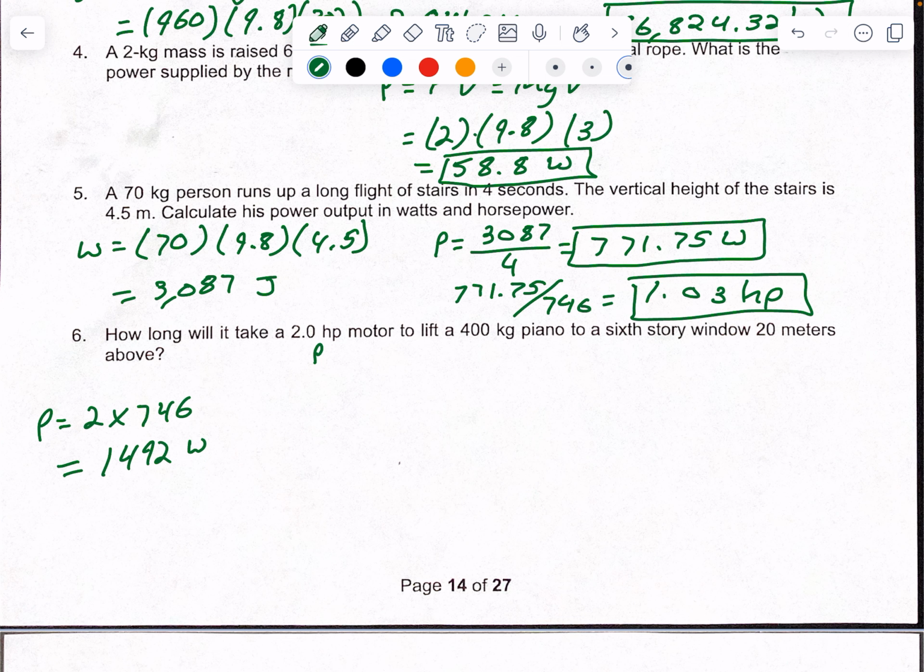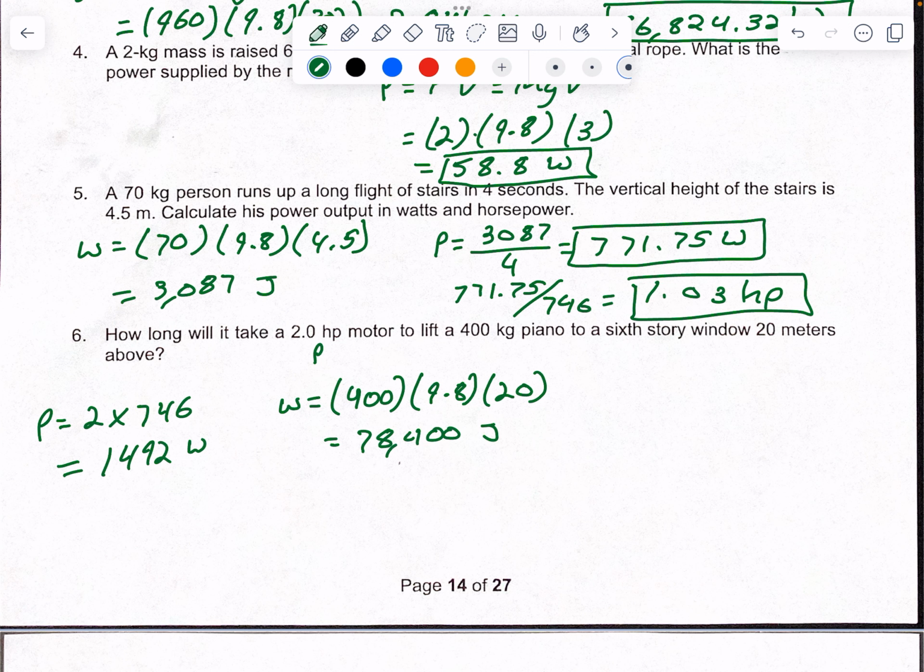So power equals work divided by time. Okay, we're looking for time. How long does it take? So that means we need work. Okay, so we're lifting something up. So work equals mass times gravity times distance. So 400 times 9.8 times 20. And we get 78,400 joules of work.